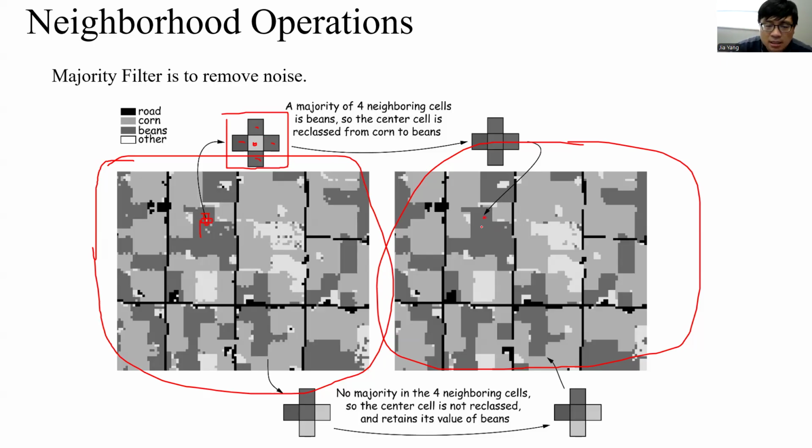So if you look at this, you will not see the light gray colors here. In the input layer, there are multiple light gray colors here. But if you look at the output layer, there are not too many light gray colors in this area, right? So in this example, the majority filter reduces the noise. Okay.